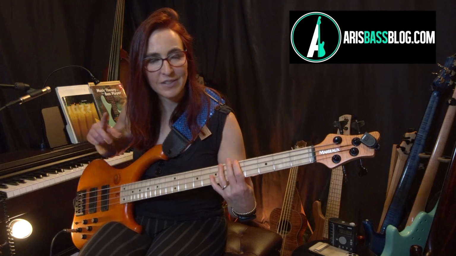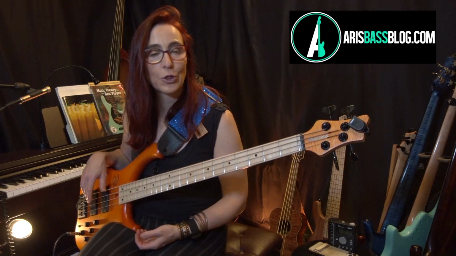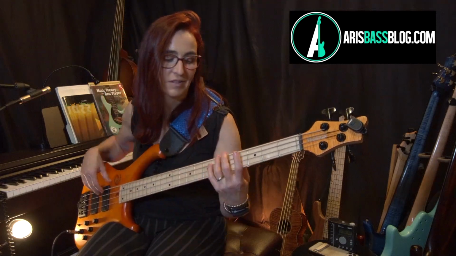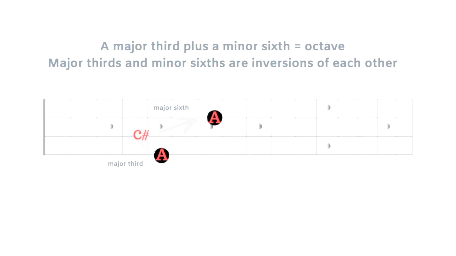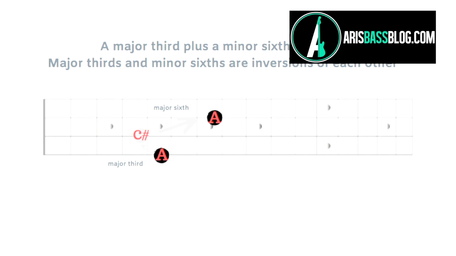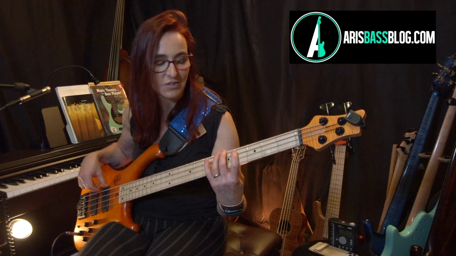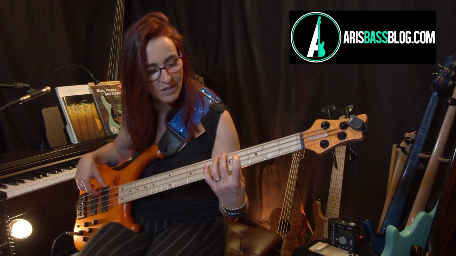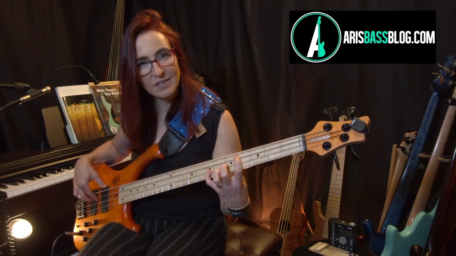Okay, here's another test. Major third, what's the inversion? 3 plus what equals 9? 6. Bottom is major, so the top has to be minor, all right? Let's try it. Major third, minor 6.